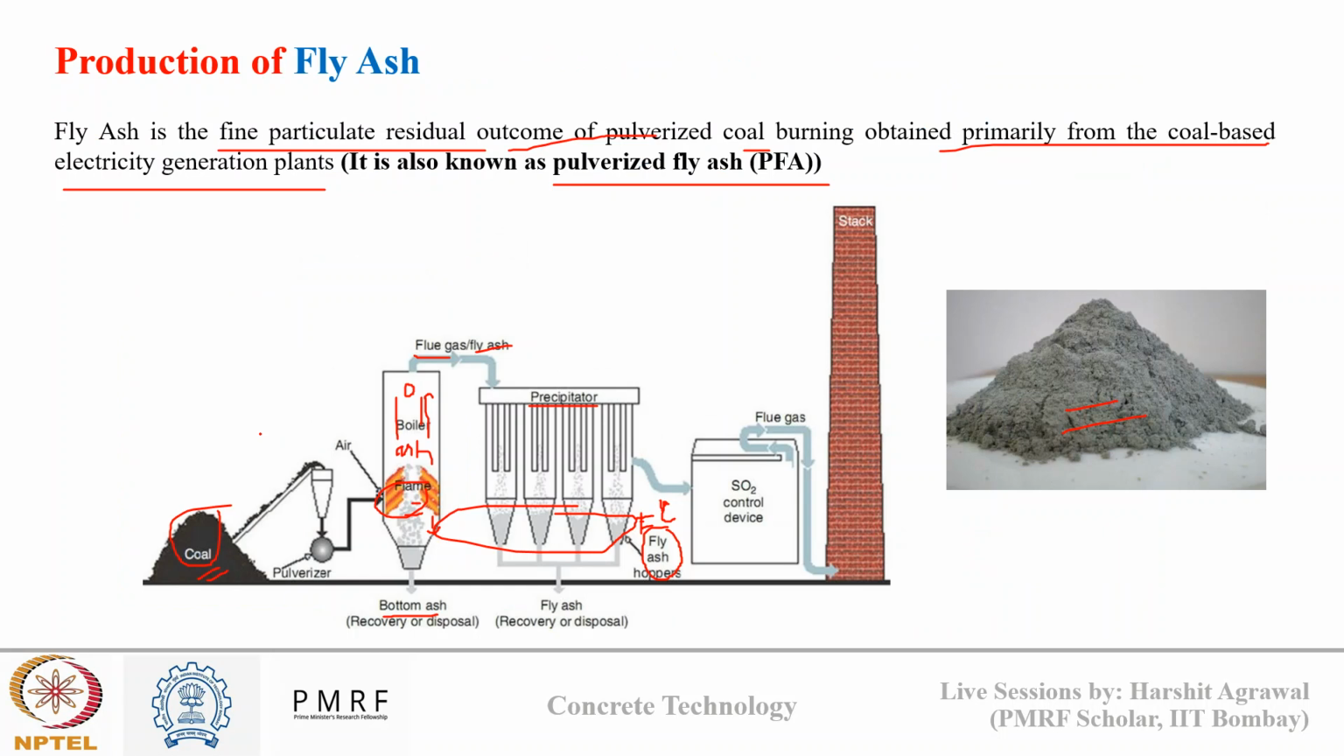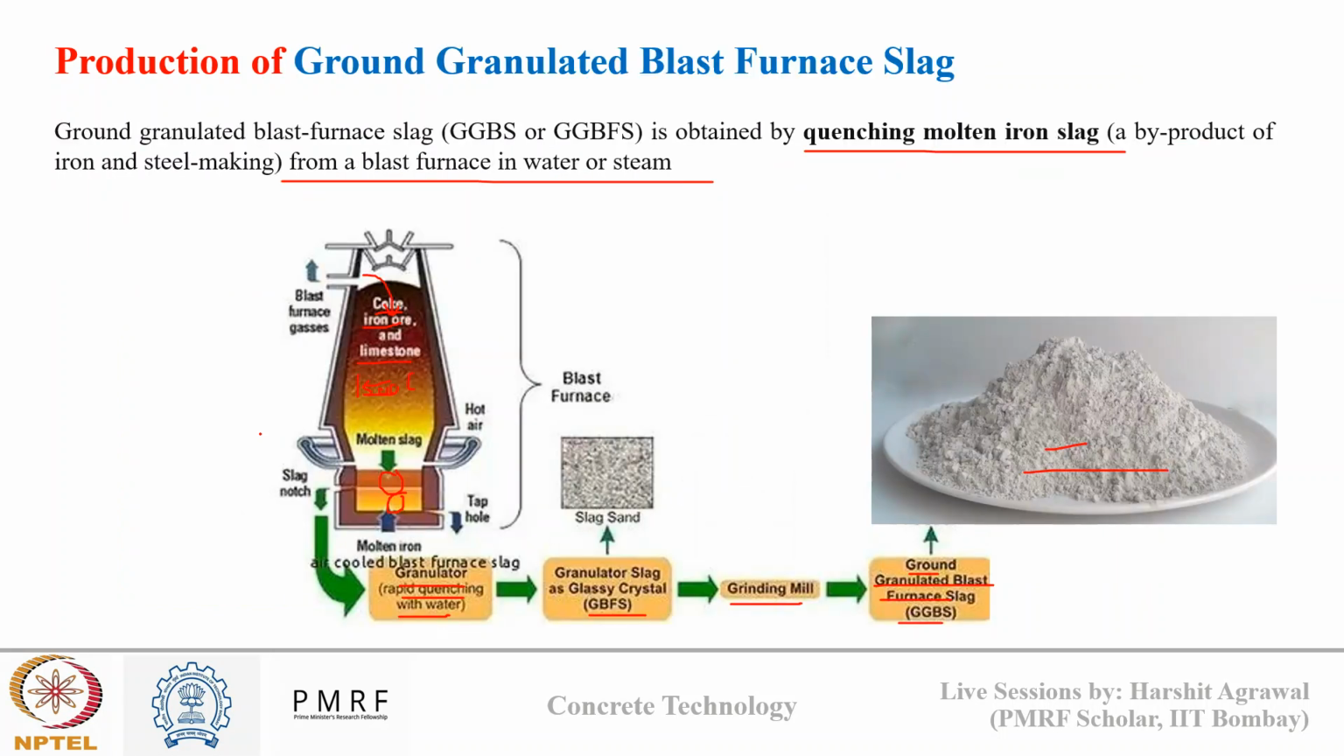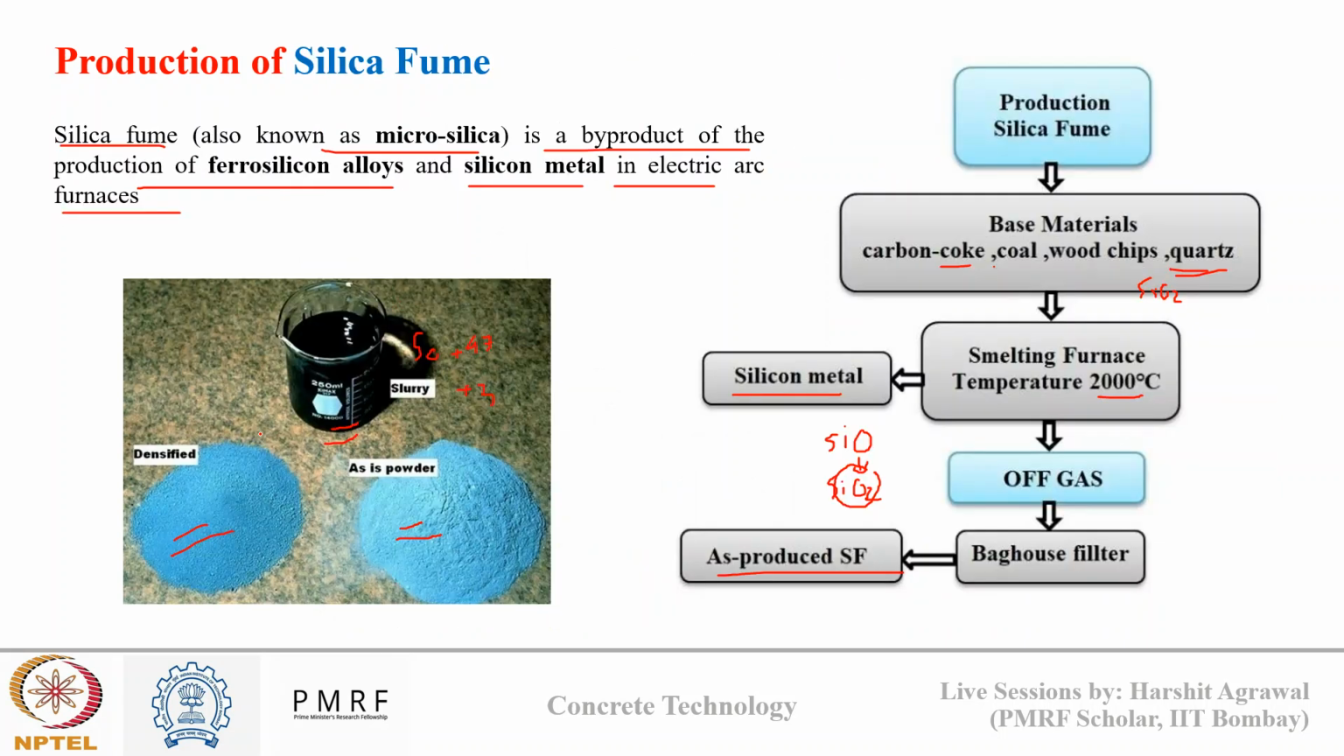Fly ash is produced from burning of coal. Ground granulated blast furnace slag is produced from quenching of molten iron slag. Okay, and third is silica fume, which is produced from the production of silicon metal.